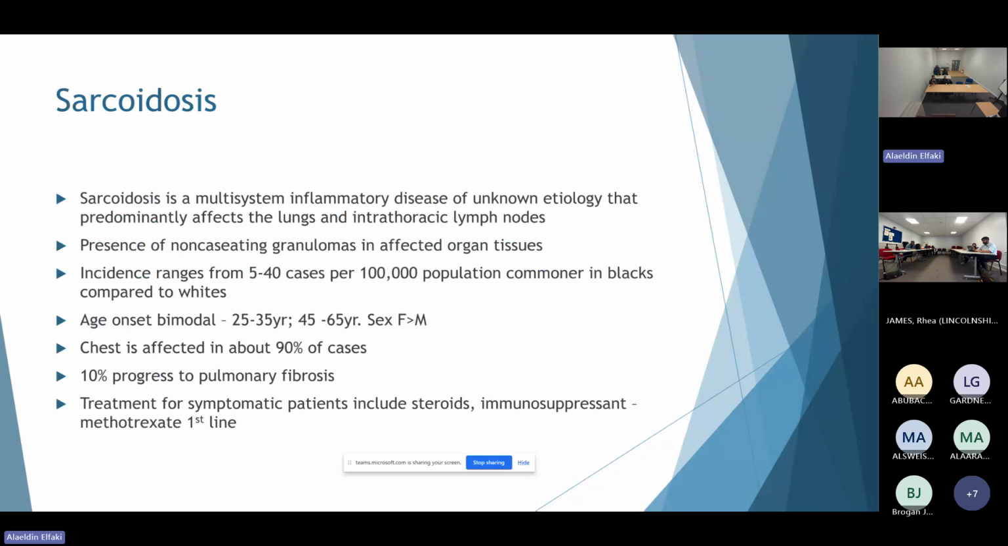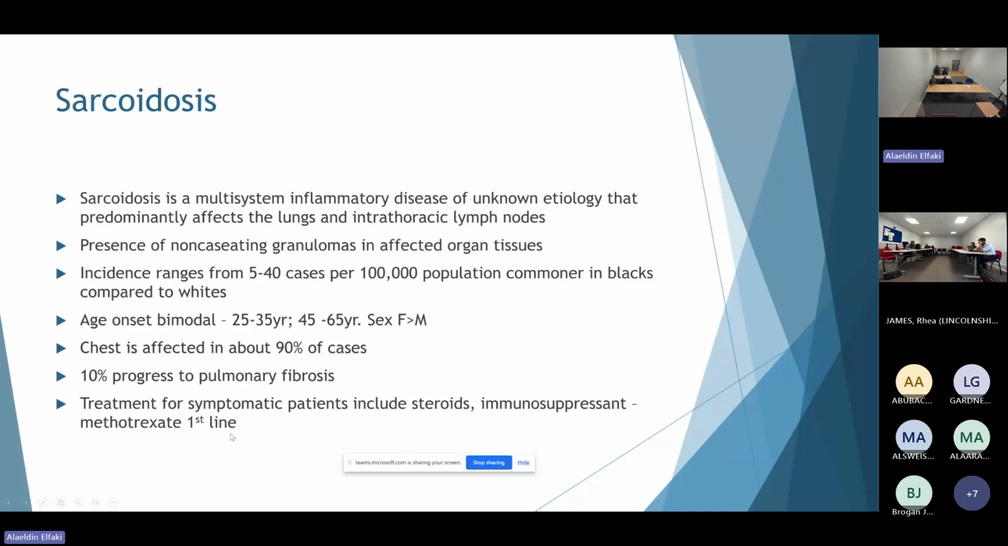So another entity of lung fibrosis or interstitial lung disease is sarcoidosis. It is a separate disease that can affect the lungs in different ways. It is a multisystem disease, as we know, that might affect the lungs themselves or the lymph nodes, the intrathoracic lymph nodes. Diagnosis usually might need a biopsy to show the non-caseating granuloma.